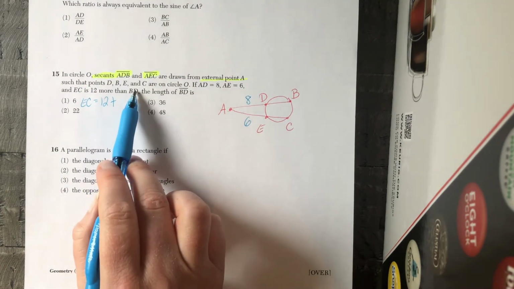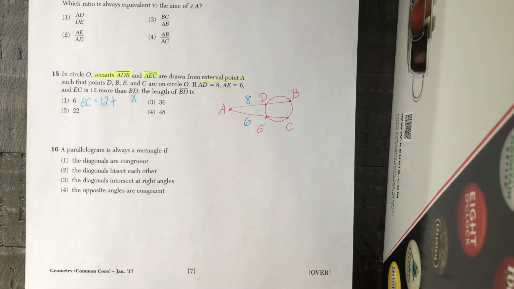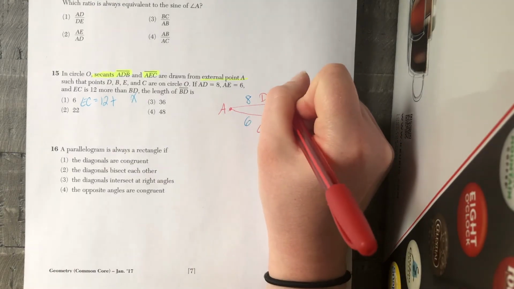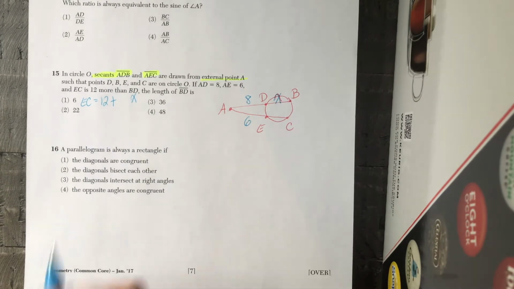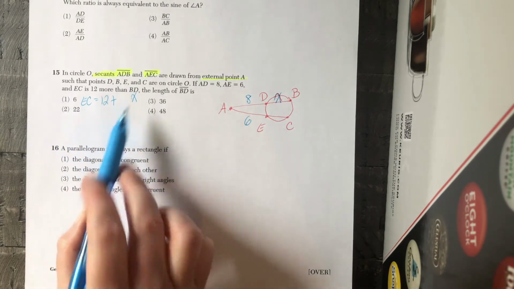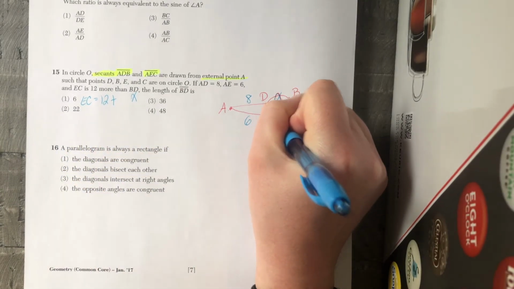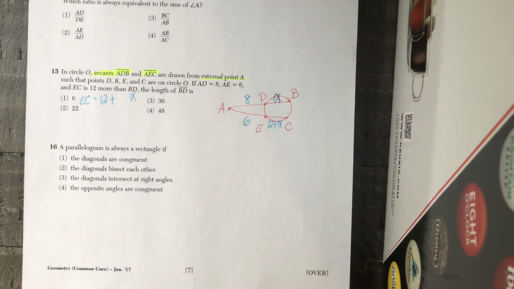So right now, if I'm making BD X, let me go ahead and label that on my diagram. So I know that BD is X. Then I know that EC is going to be 12 plus X. So let me label that underneath, 12 plus X.